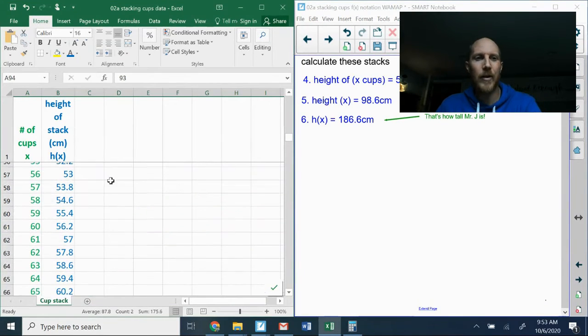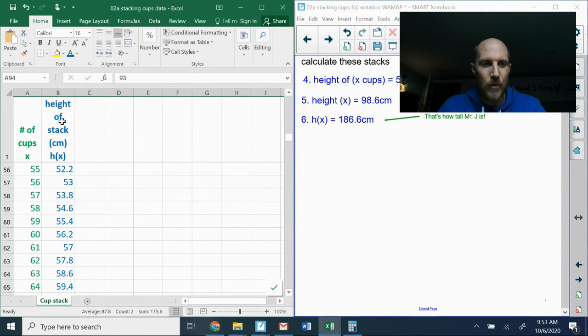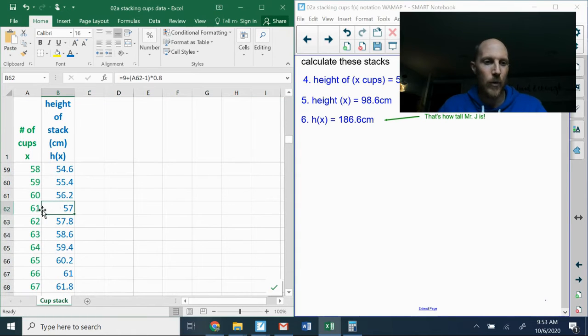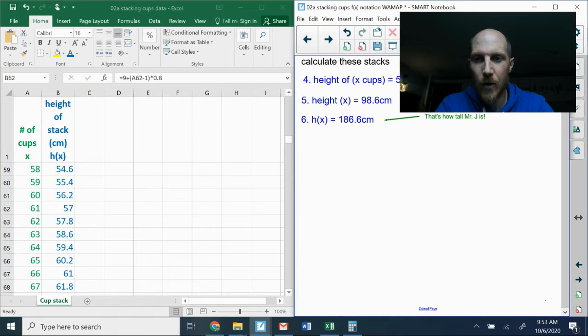Okay, so I'm going to go in my data table. I'm looking for the height this time. So in the blue column, I need to find a height of 57. There it is. It would take 61 cups. So that would be like the x I put over here, the height of some unknown number of cups. The height of x cups was 57. Well, this 61, that is the number of cups. That's my unknown.